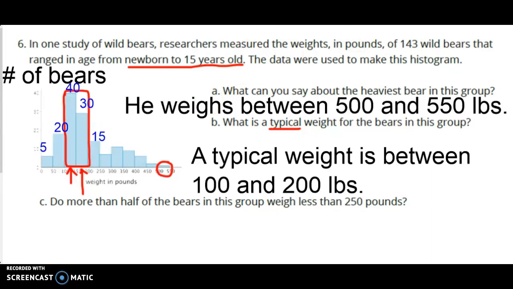Because here's what I know. I know that there's 143. So what I need to do is take 143 divided by 2. And that's going to give me 71.5. So I'm looking for the 71st and 72nd bear. 20 plus 5 is 25. Plus 40 is 65. Plus 30 is 85. So I know that my halfway bear is going to fall right in this line right here.